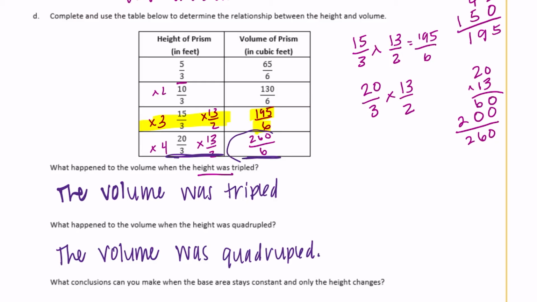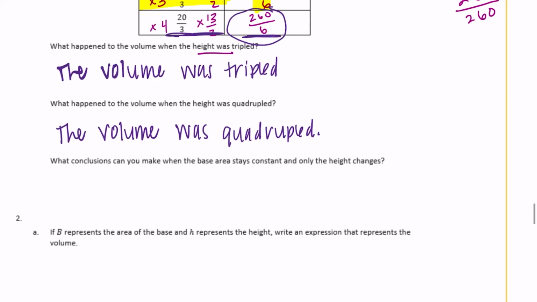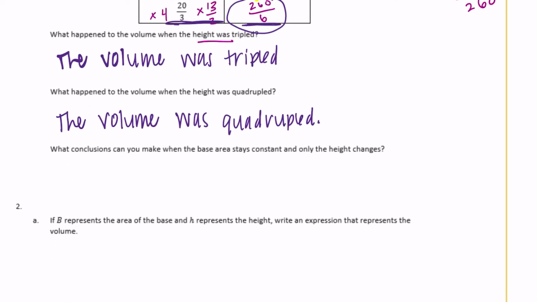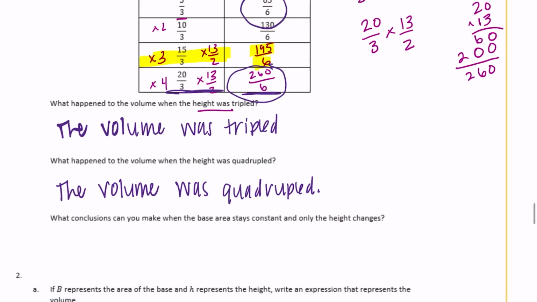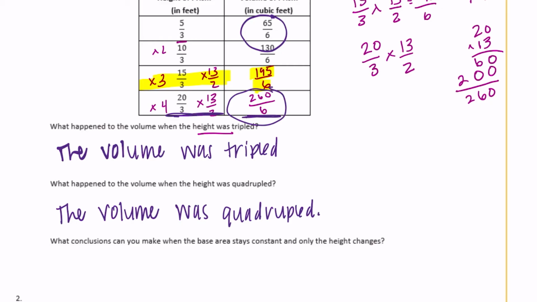Right, the volume of this is 4 times as much as the volume of the first one. What conclusions can you make when the base area stays constant and only the height changes? So when the base stays the same, like it always has, it was always 13/2, but the height is the only thing that's changing, then the volume is going to change at the same rate that the height is changing.